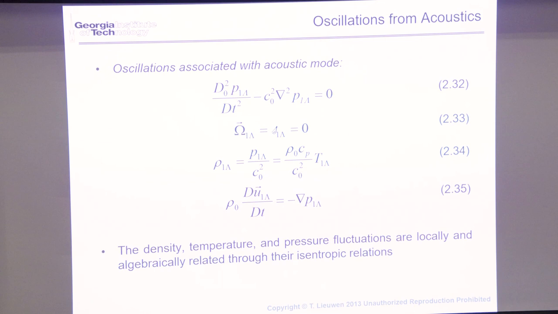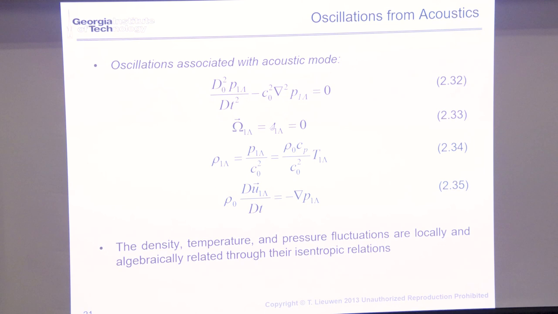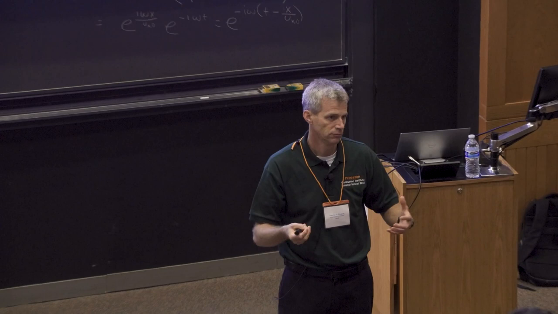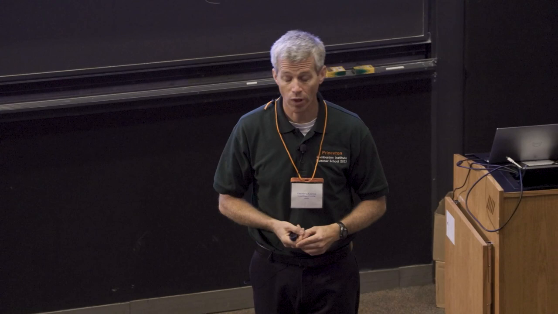Okay, let's look at this one, 234. What does that say? That says that sound waves are accompanied by algebraically related fluctuations in density and temperature. So fluctuations in pressure, density, and temperature, they all go together. But they're algebraically related. They're not related by a partial differential equation or an ordinary differential equation.